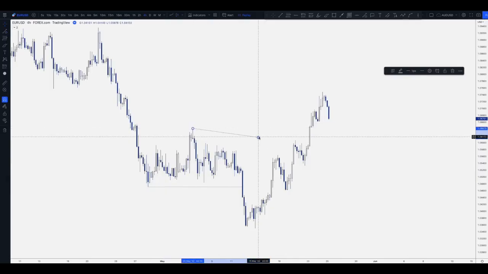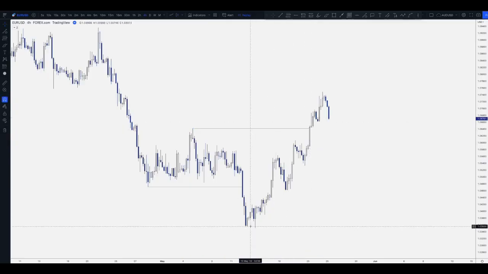The 4 hour was bearish and then we had a nice big break of swing structure there to the upside. So we are bullish, but we've had obviously a break of structure. What do we expect after a break of swing structure? We expect a swing pullback.